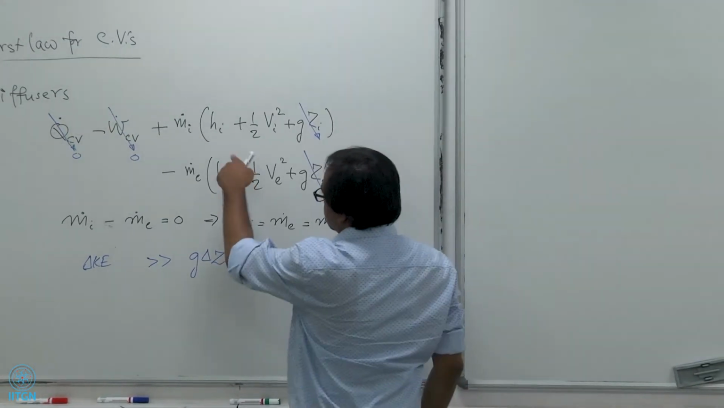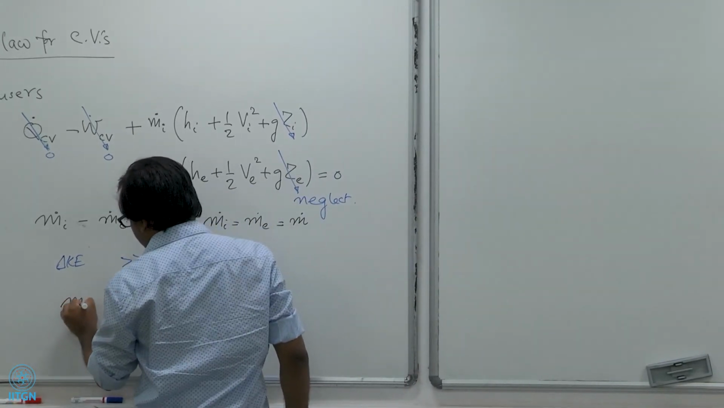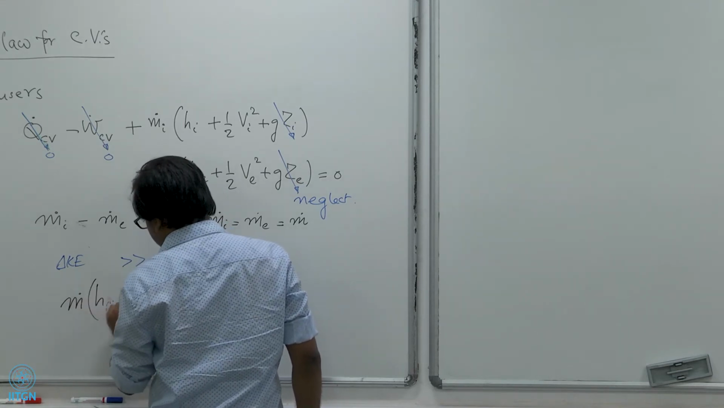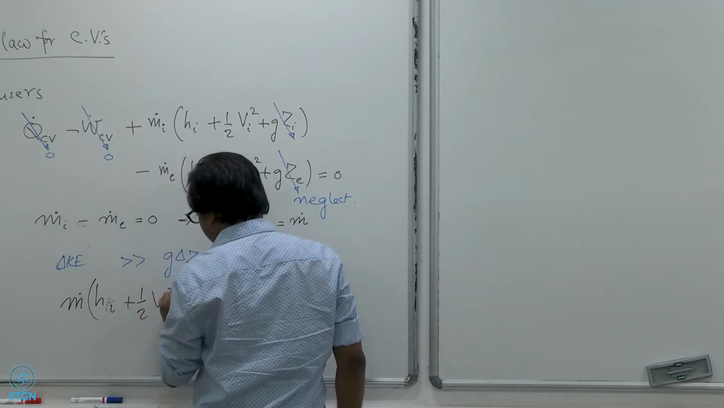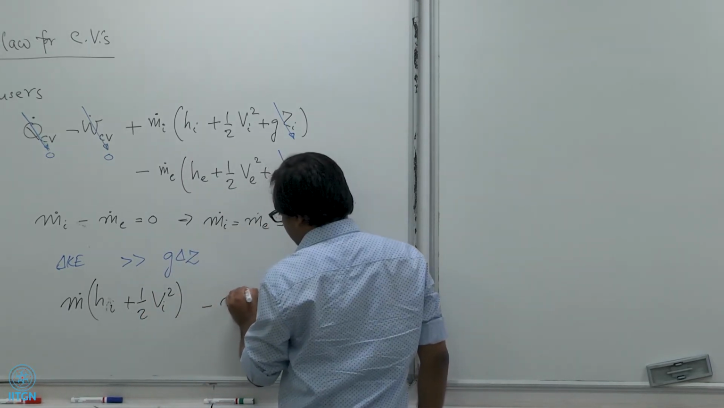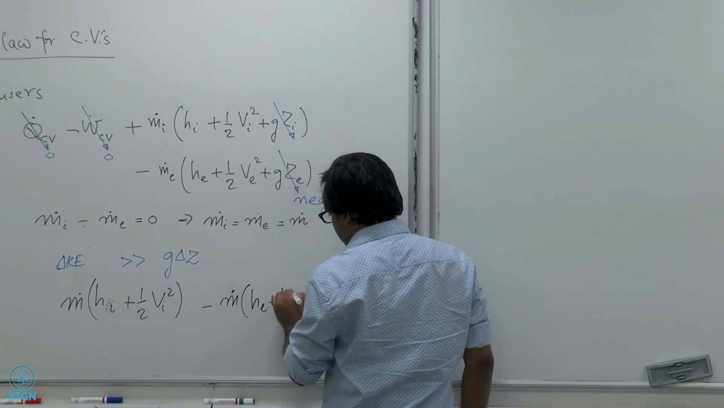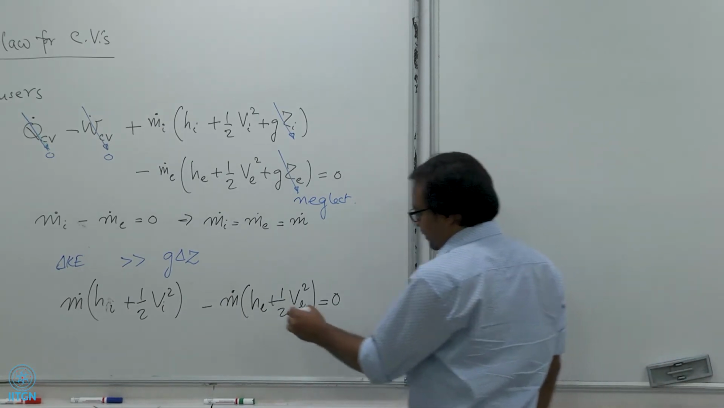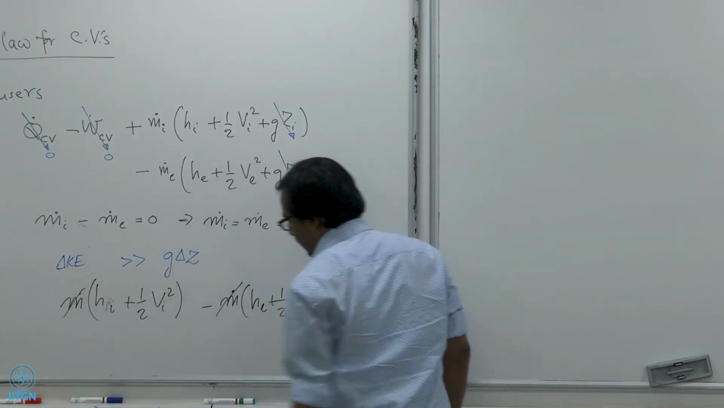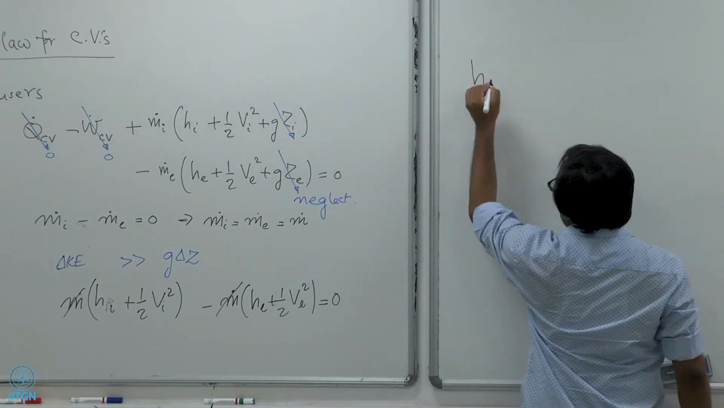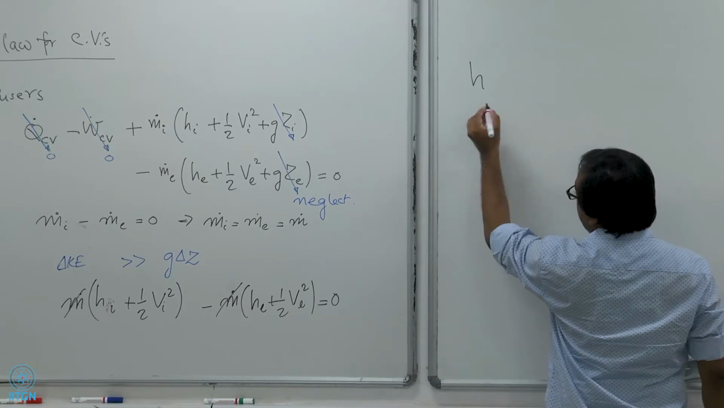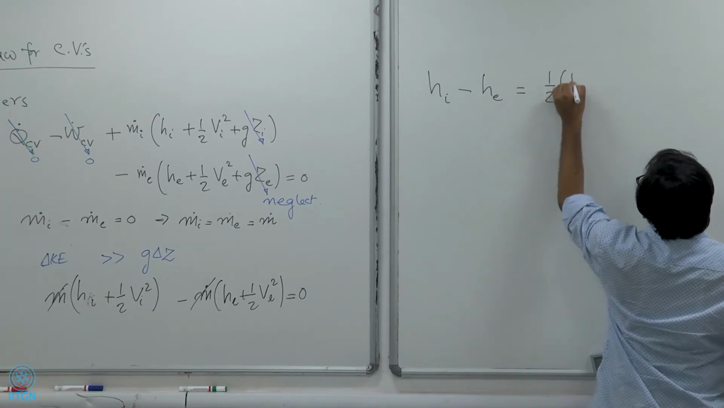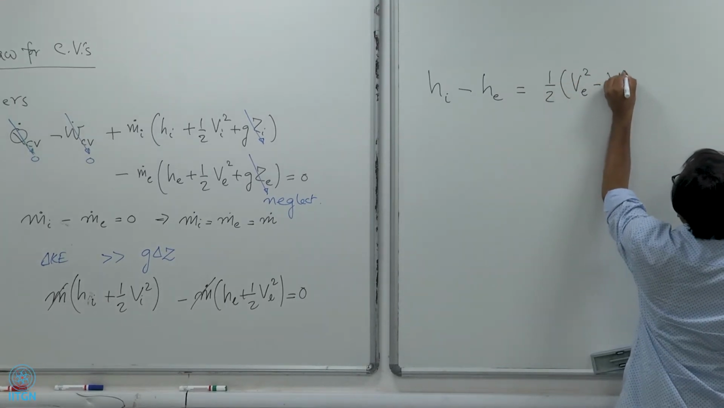Maybe I can write here only. So, I am left with m dot times (Hi plus half capital Vi square) minus m dot times (He plus half capital Ve square) is equal to 0, which I can simplify. I can cancel the m dot from both sides, and I can write that Hi minus He is equal to half of (Ve square minus Vi square).